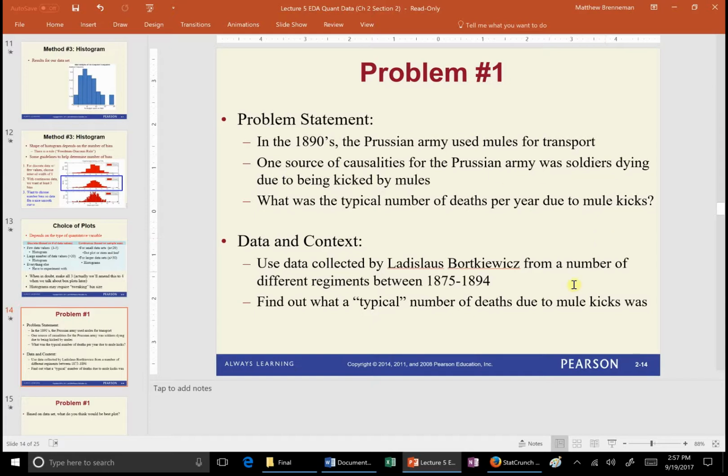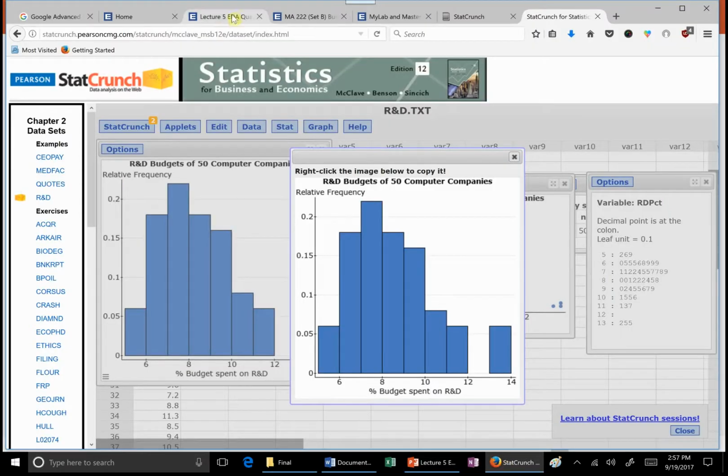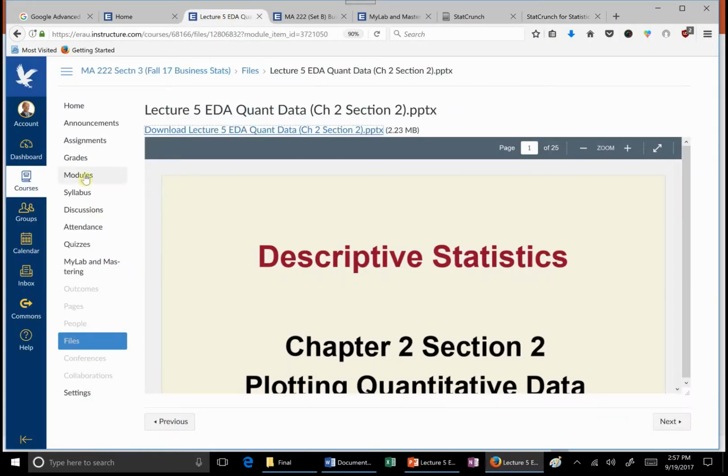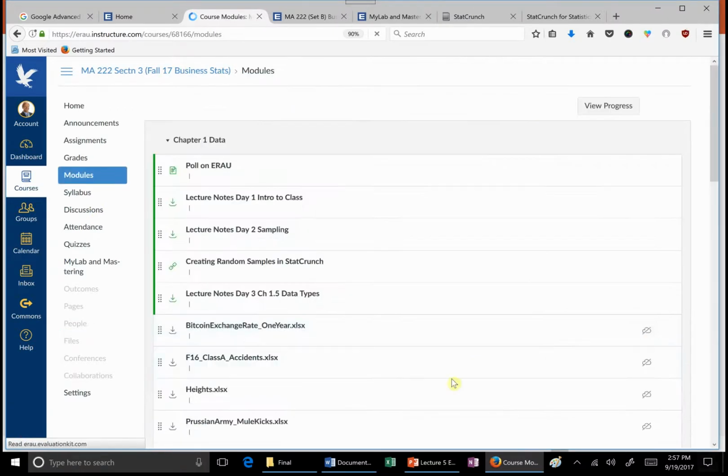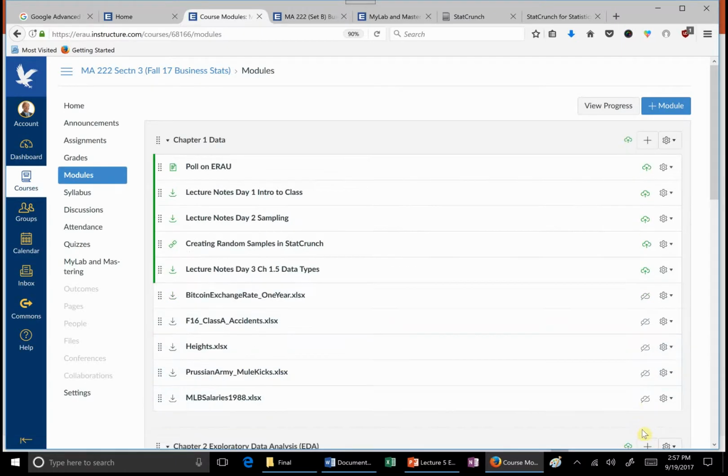Let me go ahead and open that up on modules. So if you go over to modules, let's see, data, Prussian Army mule kicks, hold on.